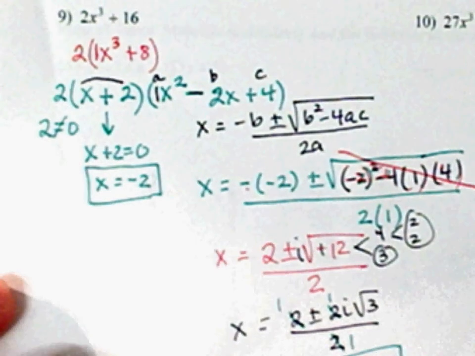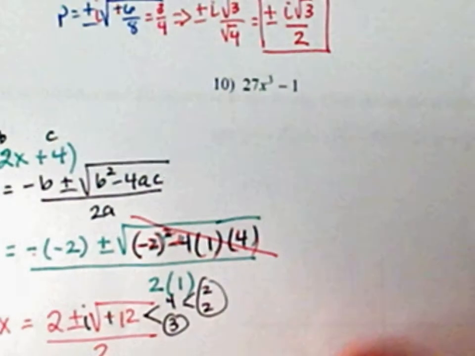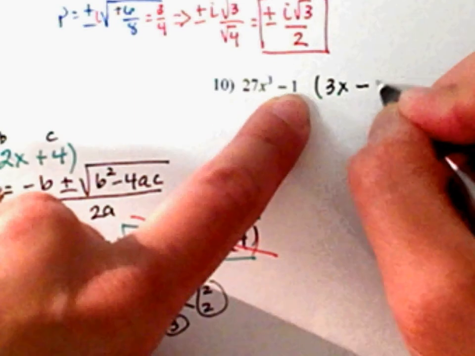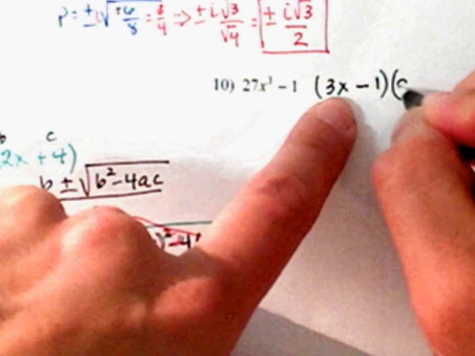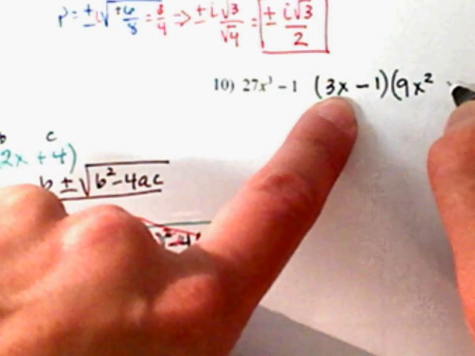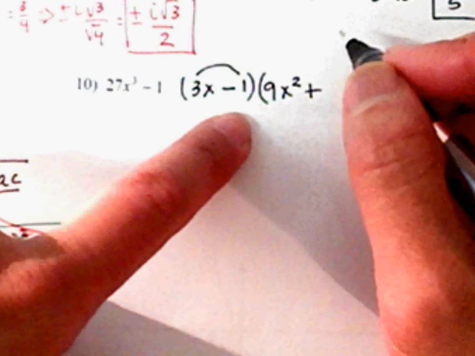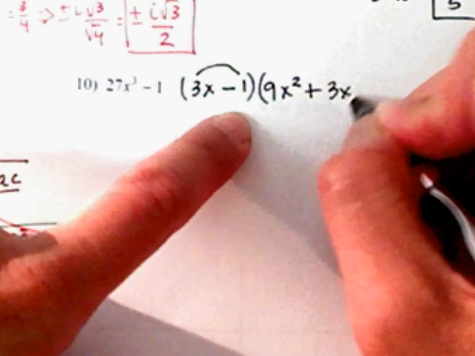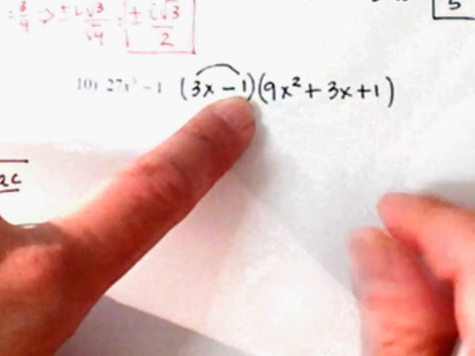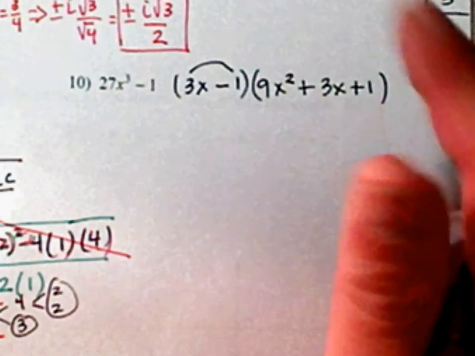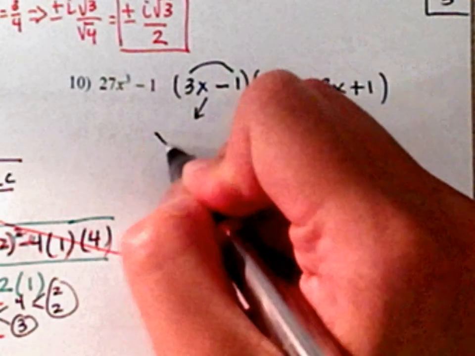Let's take a look at number 10. Same thing, cube root, okay? Cube root of 27 is 3x minus cube root of 1 is 1. Square this one. 3x is 9x squared. This is a negative, becomes a positive. 1 times 3x is 3x. Square that, becomes a positive 1. This is always positive. Solve for this one, so x is equal to 1/3. Okay?